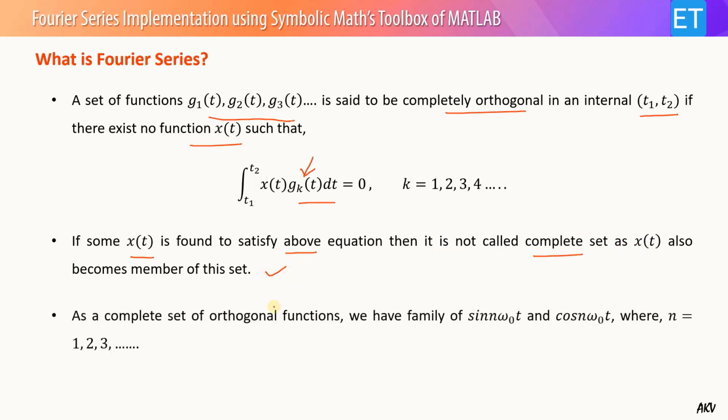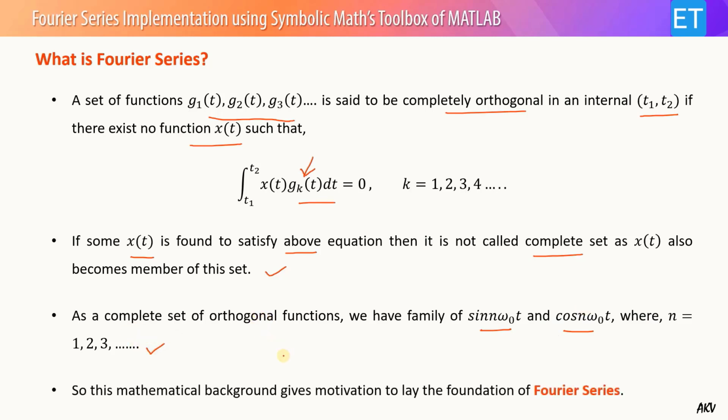Okay. So as a complete set of orthogonal functions, we have the family of sin(n omega naught t) and cos(n omega naught t) for n equal to 1, 2, 3 like that. So this mathematical background gives the motivation to lay the foundation of the Fourier series. So now let us see what is the Fourier series.